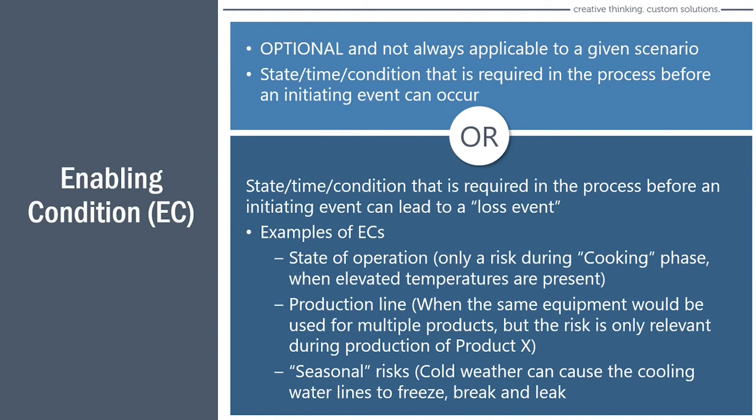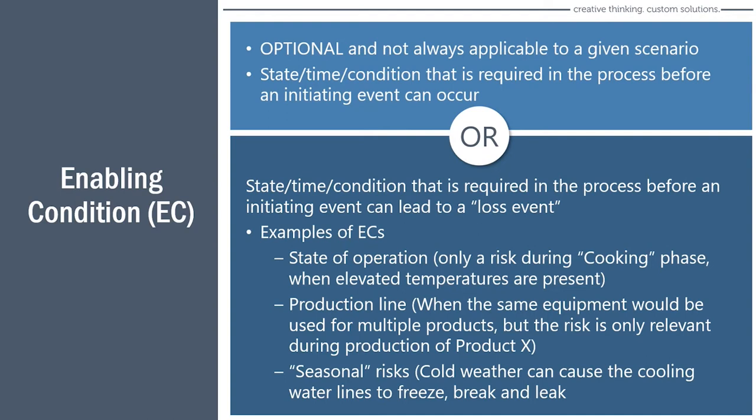Then you have some enabling conditions. These are kind of modifiers, if you will, that may or may not add to the probability of a loss. For example, the state of operation is only risky during the cooking phase. Where we see this a lot is seasonal risk. Say your failures are mostly factored in with high water levels, and so you're really only focused on this failure rate during the rainy season, for example, or maybe during hurricane season.